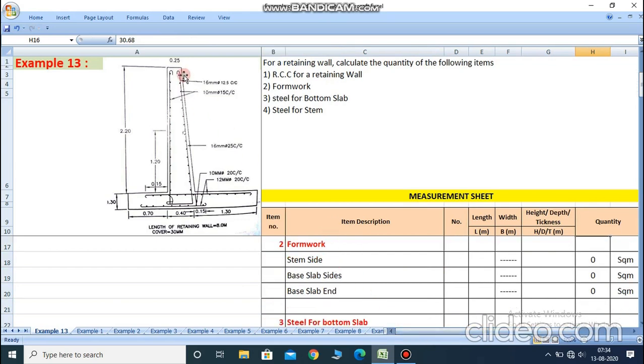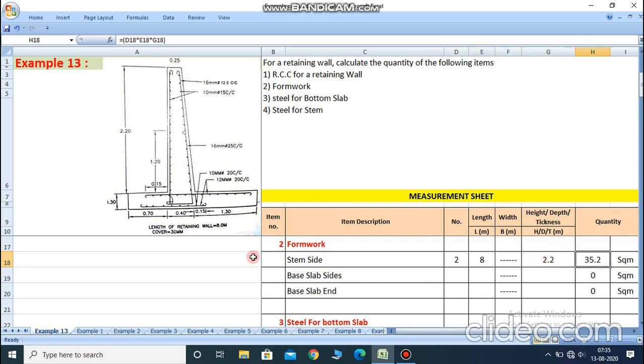For the formwork, stem formwork is provided on the sides, and then base slab sides and slab are provided. The stem sides are provided at the right side, meaning this side, and the left side is the back side. So 2 numbers are provided here, 2. Then the length is already given in the figure: the length of the retaining wall is 8 meter, so 8, and the height is given in the figure as 2.20 from this point to this point.